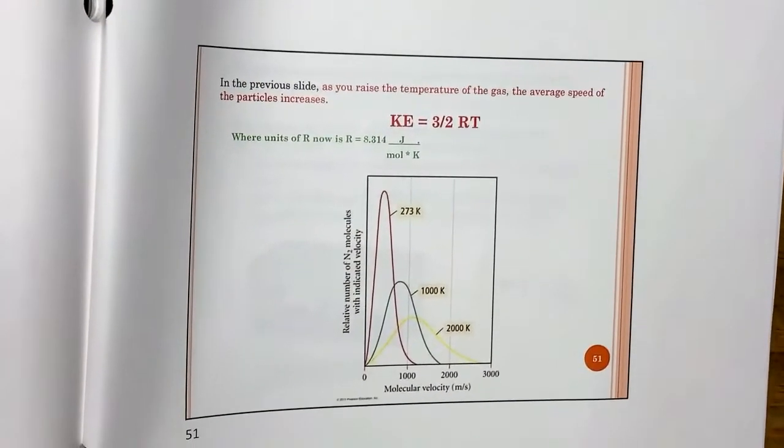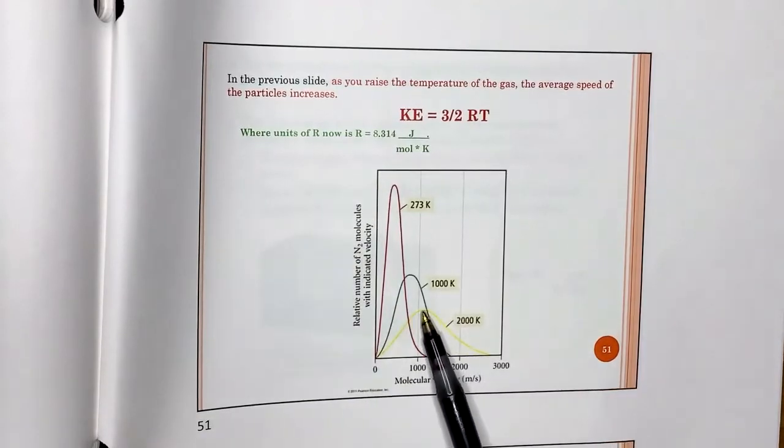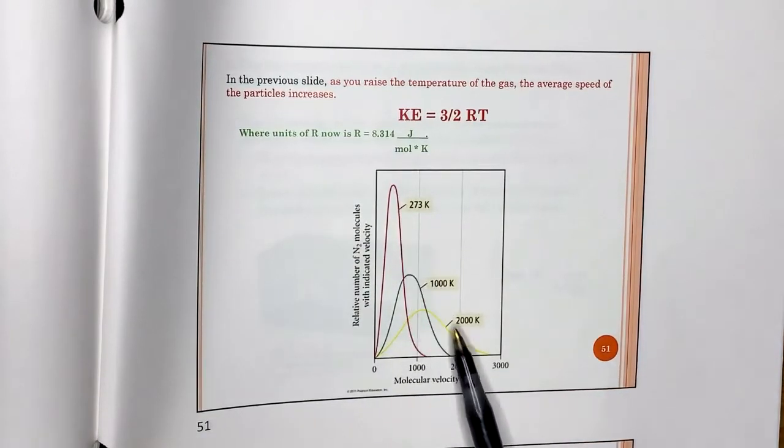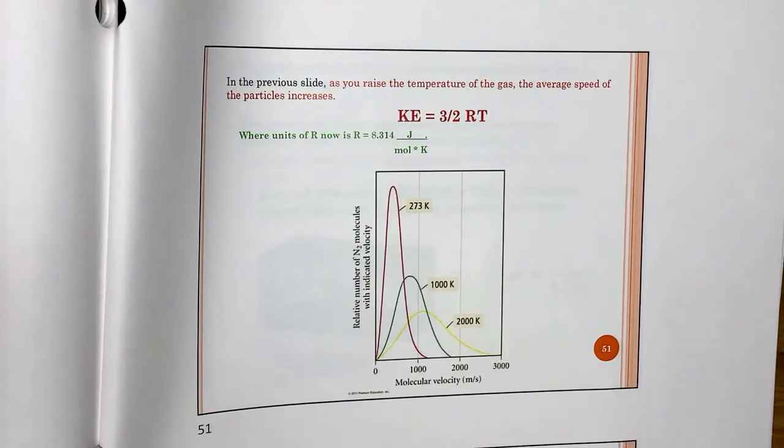And then because we knew that the temperature in Kelvin affects the kinetic energy, the higher the temperature, see this 273, and then you go to 2000, your velocity picks up because the kinetic energy is higher now. Okay, the average speed of the particles increases.